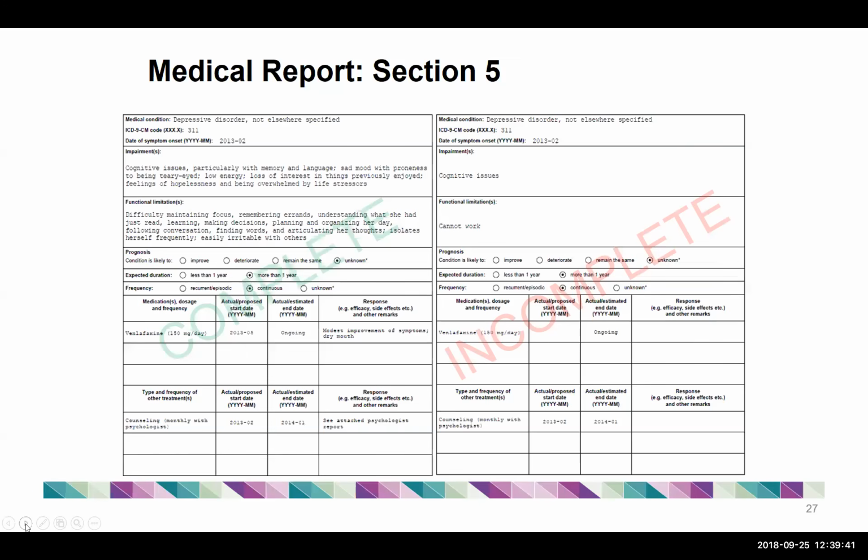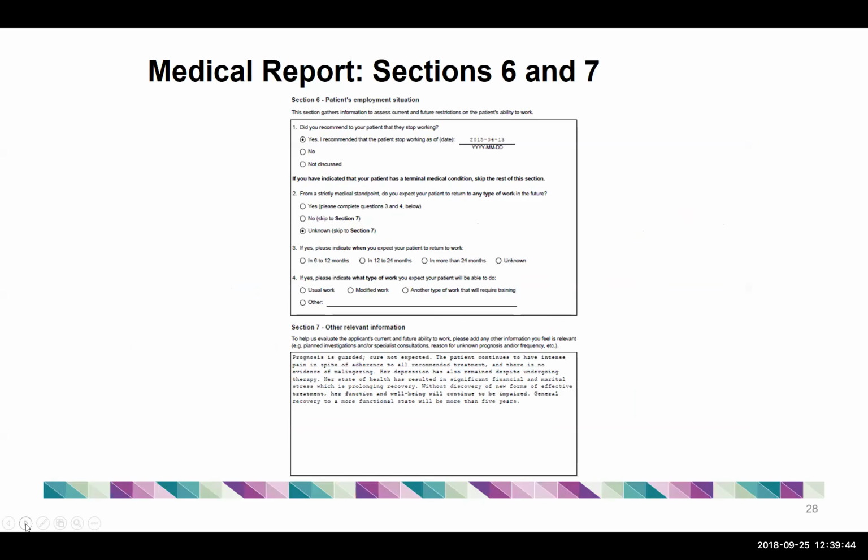So continuing to the next slide, we're in section 6. Here's where we're talking about the patient's employment situation. This is where you have the opportunity to comment on your perception of your patient's employability. The first question is, did you recommend to your patient that they stop working? Yes, no, or not discussed. And if yes, when? Again, this date may be very important to us in terms of setting the date of onset for payment.